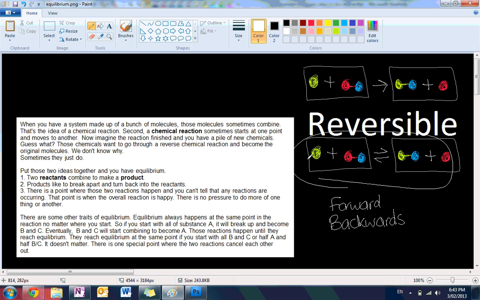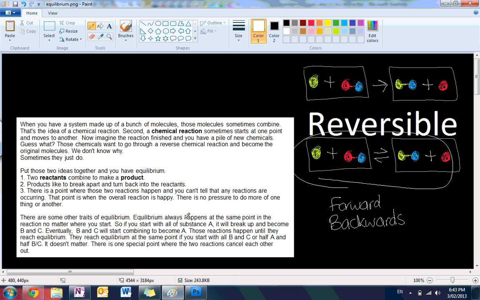Other traits to note about the equilibrium is that it always happens at the same point. So equilibrium is when that rate of forward and reverse reaction is equal, when the concentrations of each of the chemicals aren't changing. And each reaction has a point that it will reach equilibrium. We know this as the position of equilibrium, which is assigned the letter K, capital K.